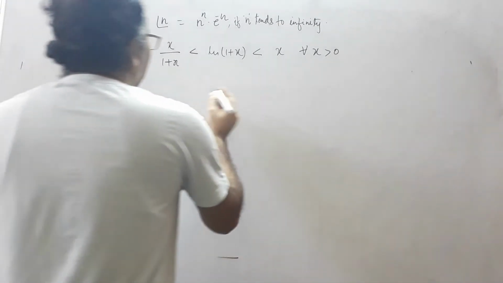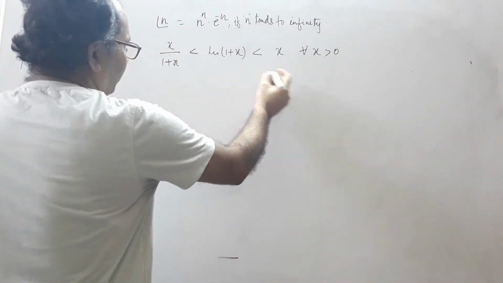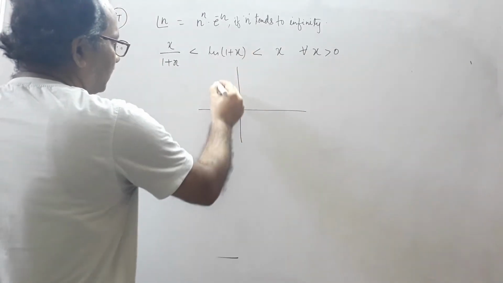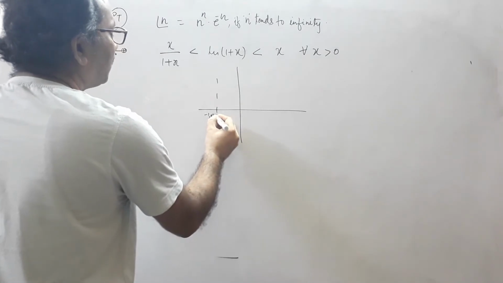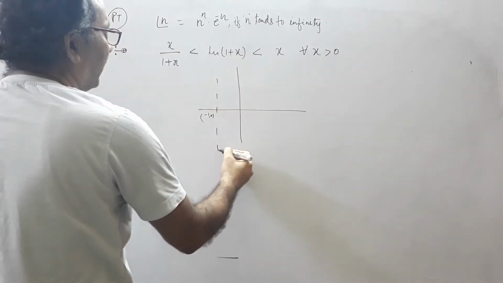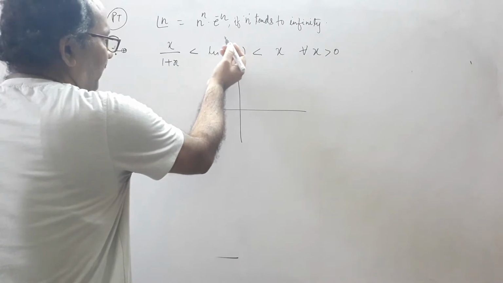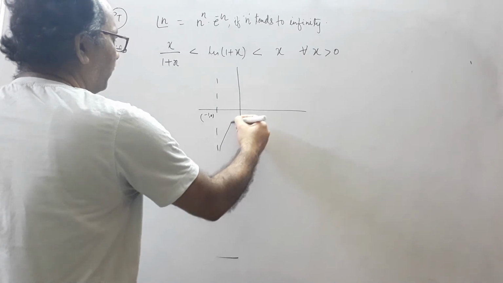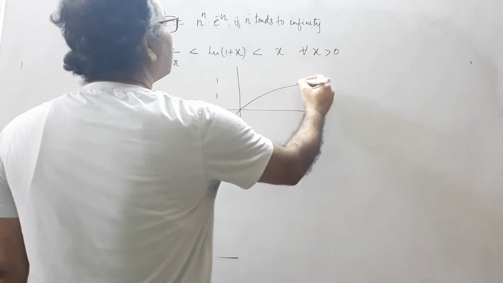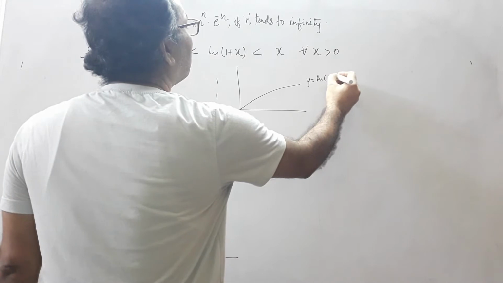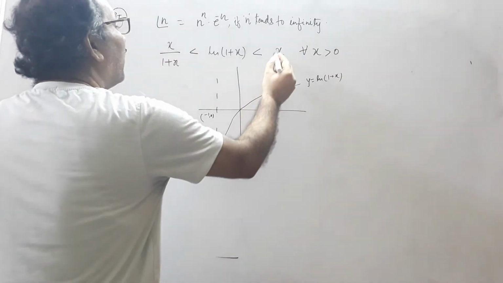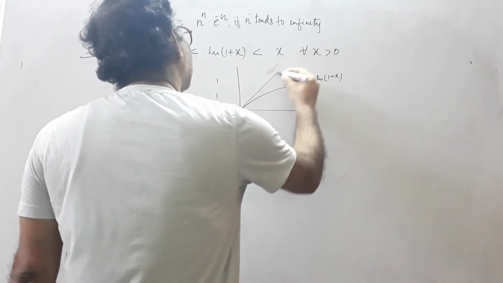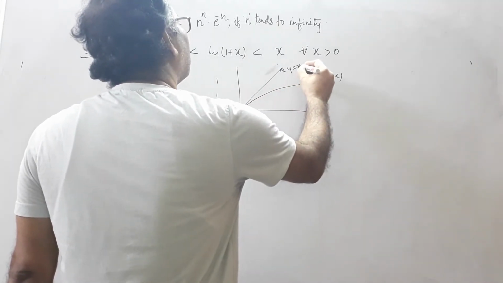Just like if we draw a rough graph, then ln(1 plus x) will be what? It starts at minus 1, and at x equal to minus 1 it goes to minus infinity, at x equal to 0 it will be 0, and the curve will be like this. It is y equal to ln(1 plus x), and y equal to x for x greater than 0 will be like this.